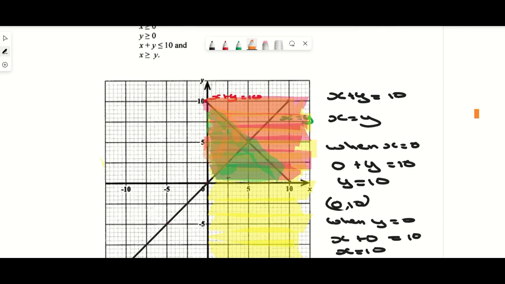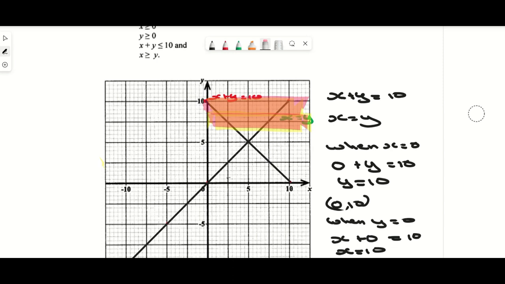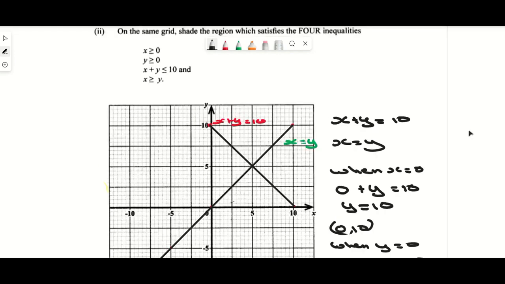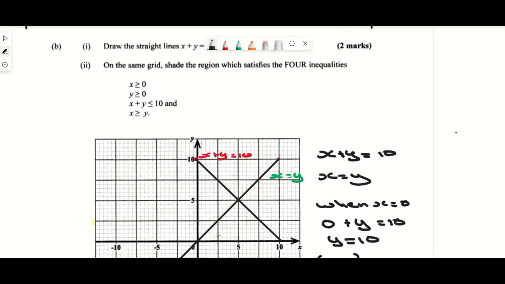Now, the area that has all three colors is this little triangle right here. Did they tell you to label it something? They told you shade the region which satisfies all four inequalities. I will put a stripe. That is this region right here. This satisfies all four inequalities.